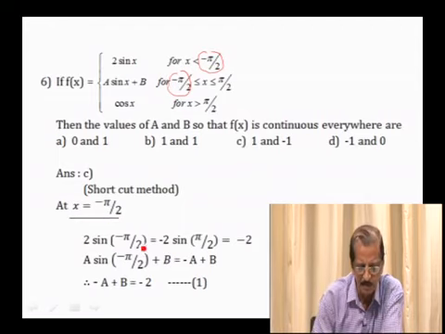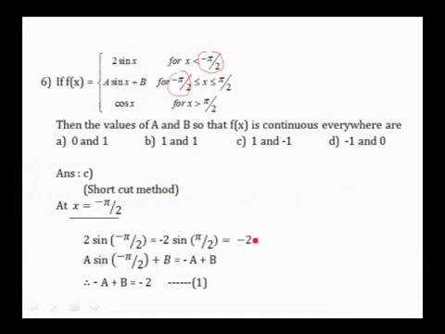2 sin(minus pi by 2) is equal to minus 2 sin(pi by 2), which is equal to minus 2. You put x equals minus pi by 2 here: 2 into sin(minus pi by 2). Sin(minus theta) is minus sin theta, so minus 2 sin pi by 2 is minus 2. In the second option, this is for less than, this is for greater than. So you put x equals minus pi by 2 here also: A sin(minus pi by 2) plus B gives minus A plus B.